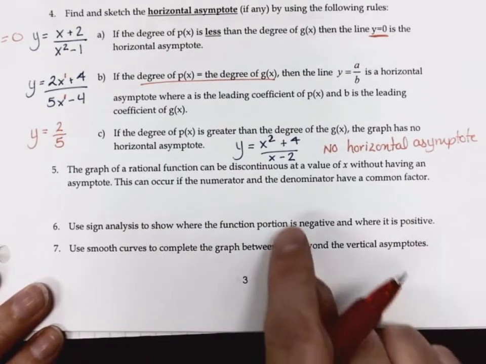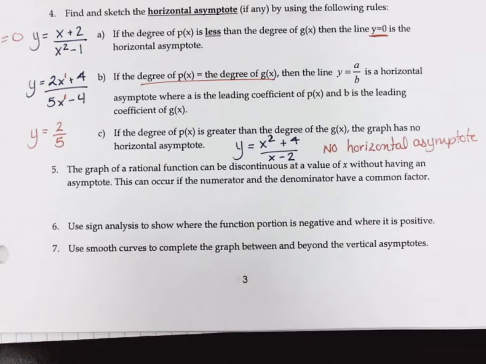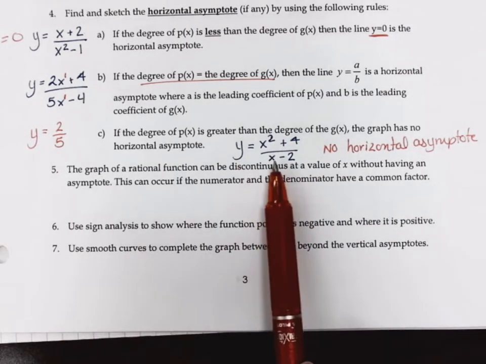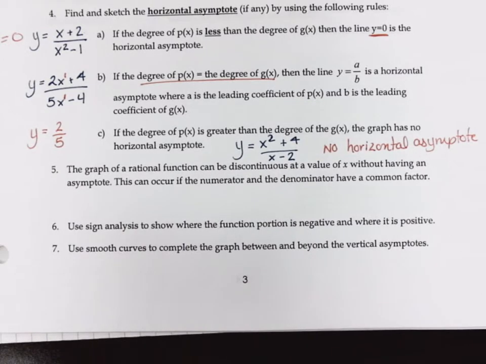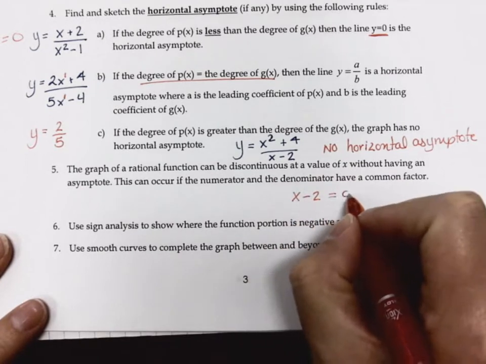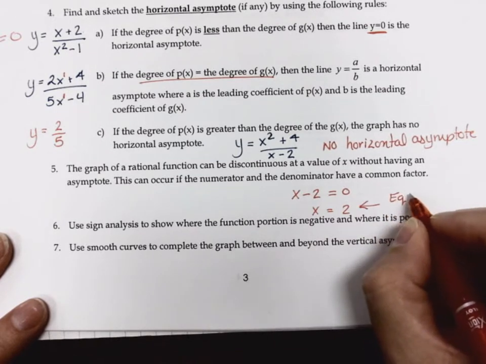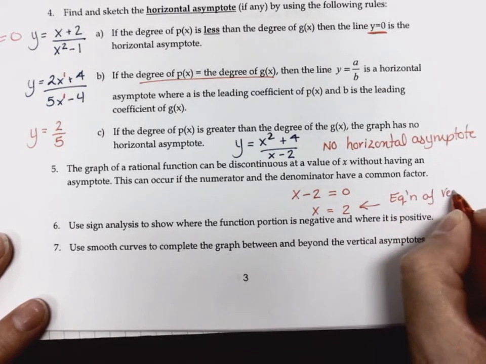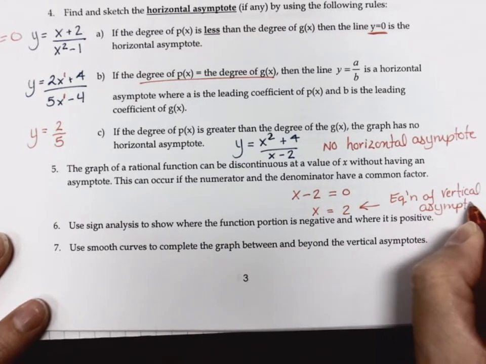Where would the vertical asymptote be for this one? x equals 2, because you're looking for the non-permissible value on the bottom here. The denominator can't equal 0. So I would set that up as x minus 2 equals 0. Solve, x equals 2. That's the equation of the vertical asymptote. That would be your NPV.